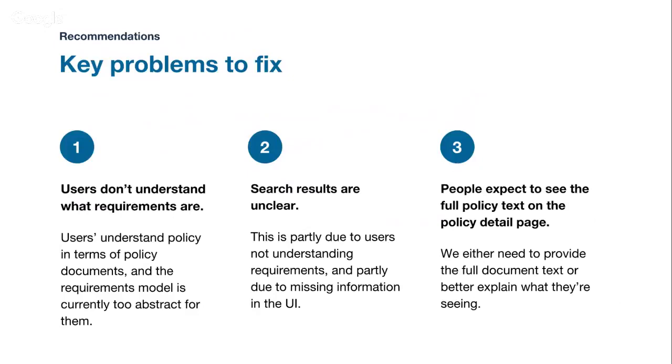Partly because of that, the search results are unclear. They're expecting to see those policy documents as opposed to snippets of the policy. And part of that was just due to missing information in the UI. So there weren't enough context clues to let them know what exactly they were looking at. And then again, it impacts the policy detail page where they're expecting to see the full policy text instead of bits and pieces of it. So we either need to provide the full document text or better explain what they're seeing when they're not seeing the full text.